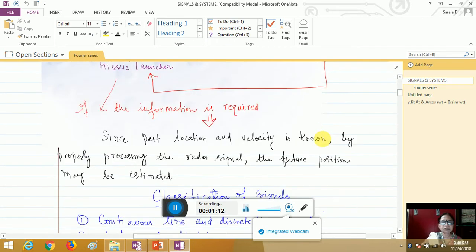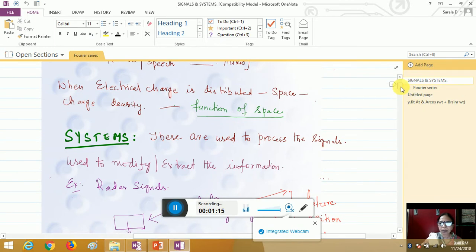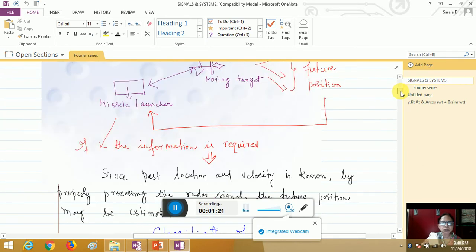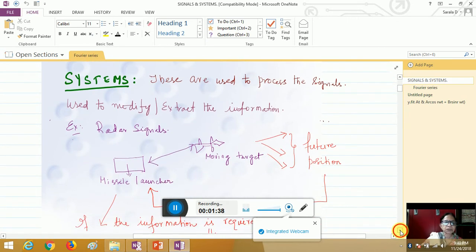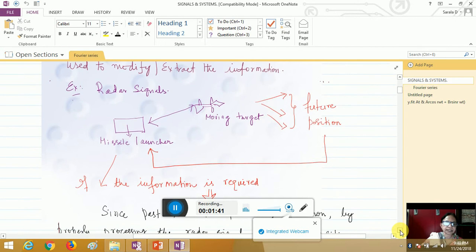So when a signal is divided into audio and video signals, let us talk about the system. What is a system? A system is something which is used to process the signals. That means it is used to modify or extract the information from the signals. For example, radar signal. Radar is expected to navigate and to record the movement of signals. For example, if you take a missile launcher tracking a target which is in motion, that means a moving target, then what is the information required here?